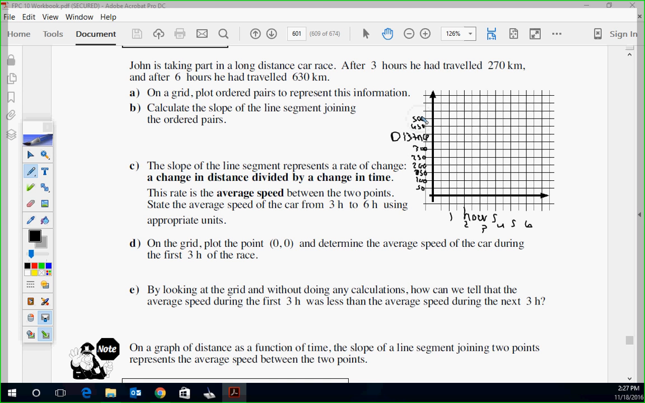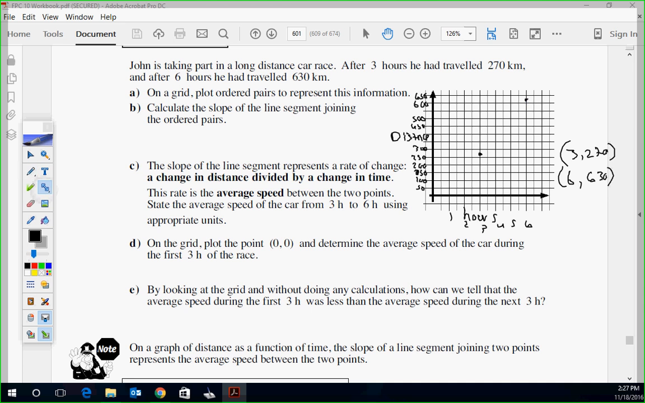Okay. Oh, we've got to get to 600, and then 650. Okay. So I'm going to plot those. So I have the point 3, 270. So 3 is right there, 270 is right here, just above 250 for mine. Again, you can scale however you want. That doesn't make it wrong. 6 and 630. 630 is right about there.